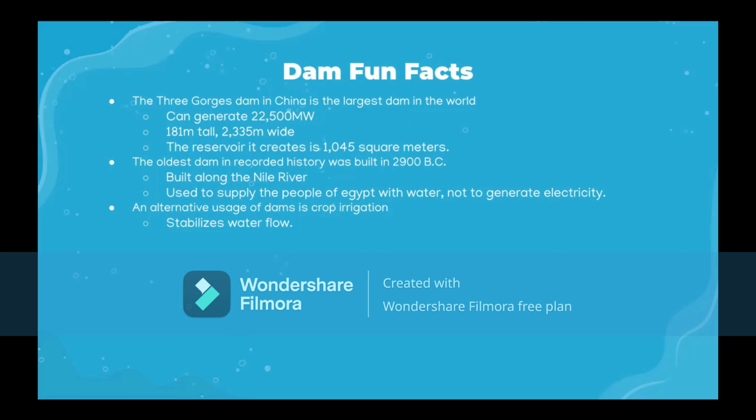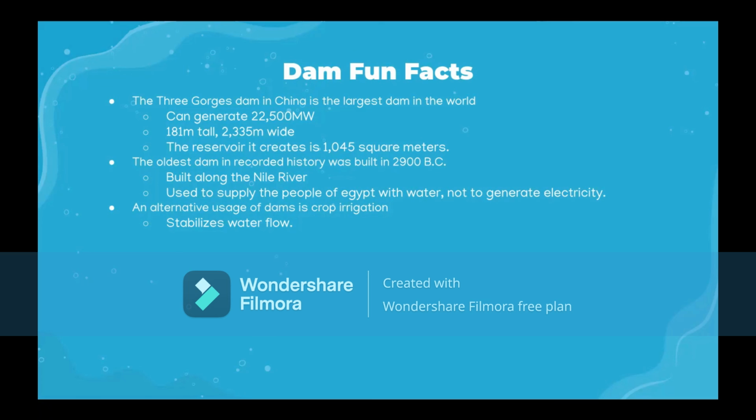Next up, some dam fun facts. Firstly, the Three Gorges Dam in China is the largest dam in the world. It can generate up to 22,500 megawatts of electricity. It's 181 meters tall, 2,335 meters wide, and the reservoir it creates is 1,045 square meters.